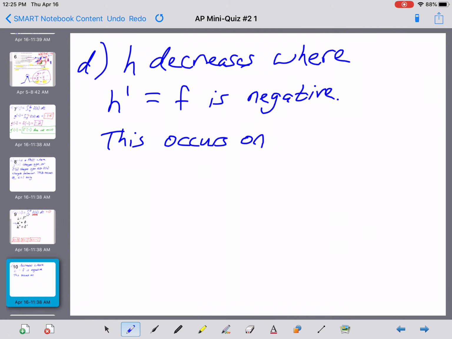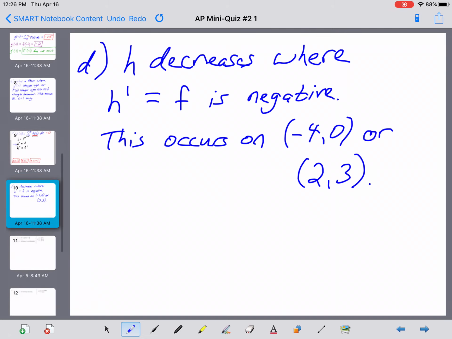to 3. So on an interval from -4 to 0, it's tempting to put the word "and" here, but we really should put the word "or", an interval from 2 to 3. And that should take care of that.